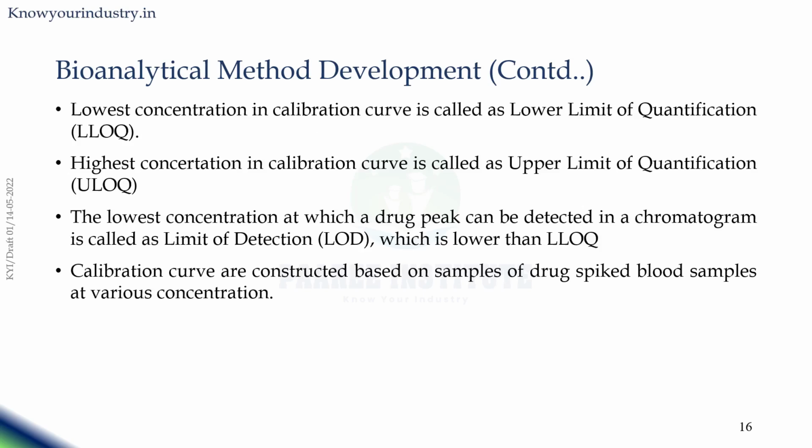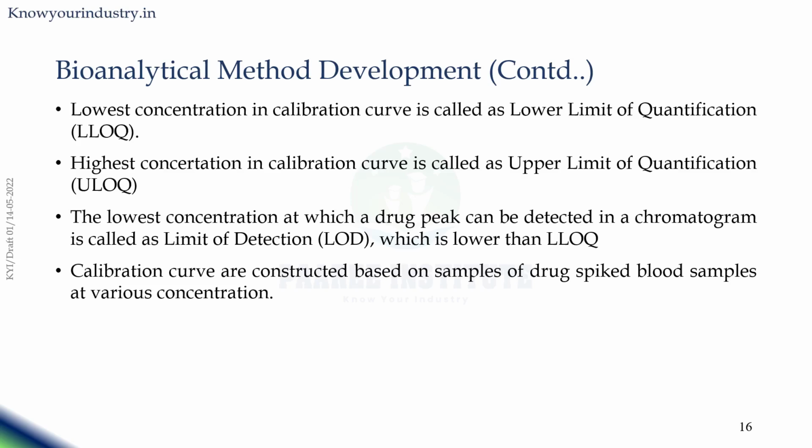So there will be the lowest concentration in the calibration curve, which is called the lower limit of quantification. The highest concentration in the calibration curve is called the upper limit of quantification, that is ULOQ. The lowest concentration at which the drug peak can be detected in a chromatogram is called the limit of detection, and it is always lower than the limit of quantification. The LOD will always be lower than the LOQ. With the LOD, you can just detect the compound. With the LOQ, you can properly quantify the compound at the minimum level.